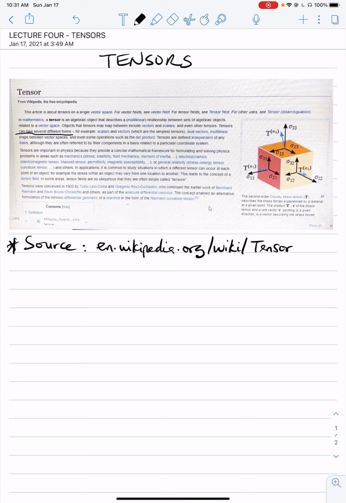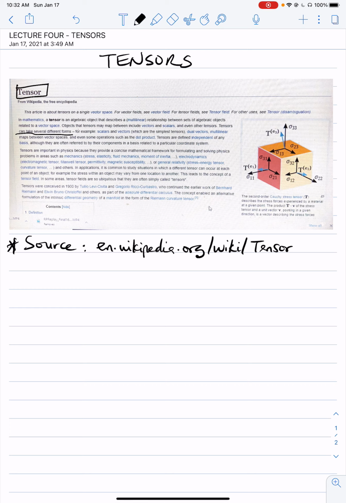Tensors are very important in physics because they provide a concise mathematical framework for formulating and solving physics problems. You can usually find them in mechanics, that is for stress analysis, for elasticity, for fluid mechanics, for solid, moments of inertia, electrodynamics, and different parts of engineering. So it's very important for an engineer to have an understanding of what tensors are.